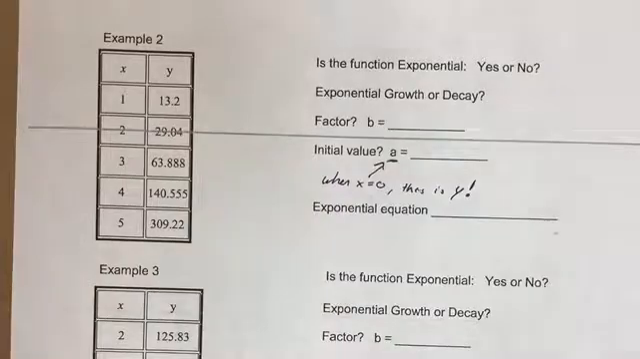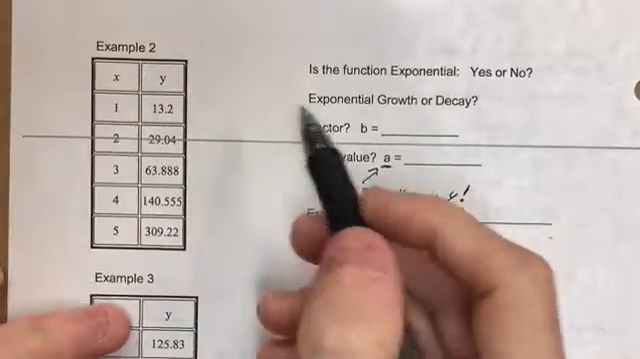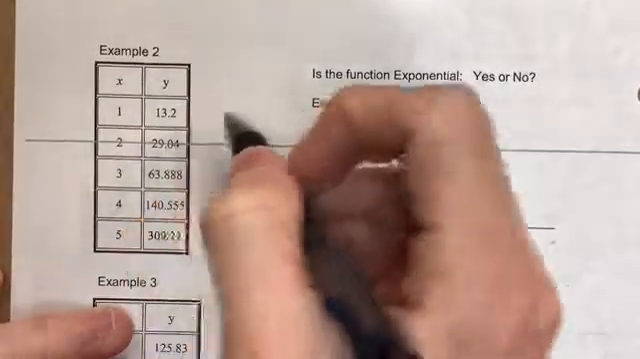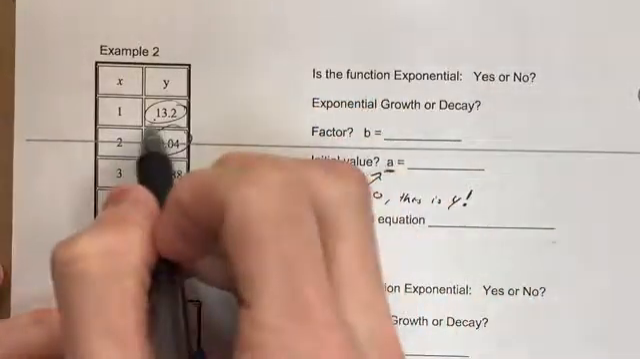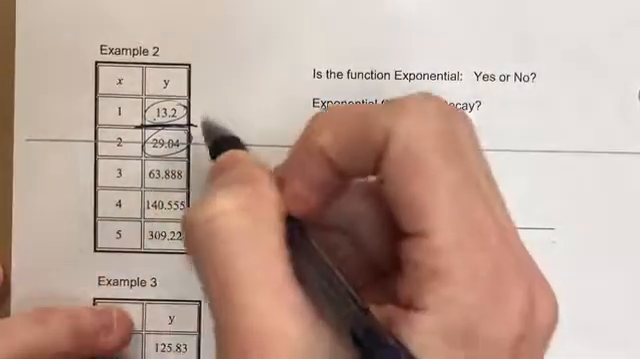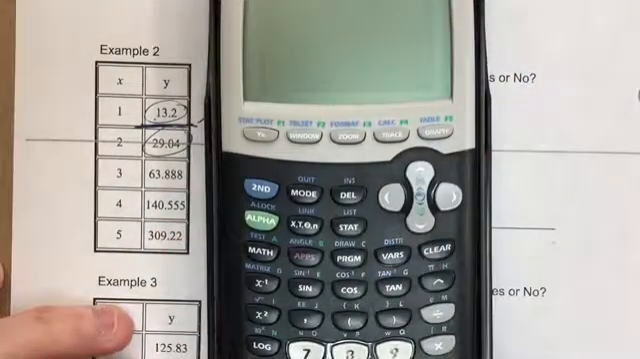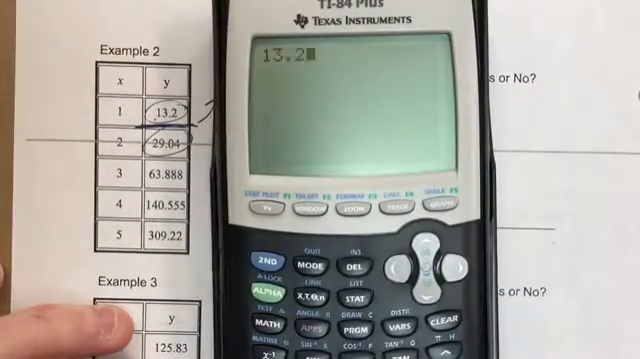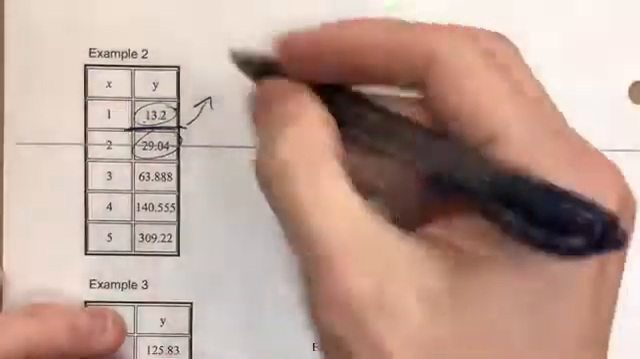And I know it gets a little confusing sometimes, but what I've told my students to do with this is just basically start with this and divide them the way you see them. So that's one of these rates. So 13.2 division bar 29.04. In the calculator, that's 0.45 repeating.